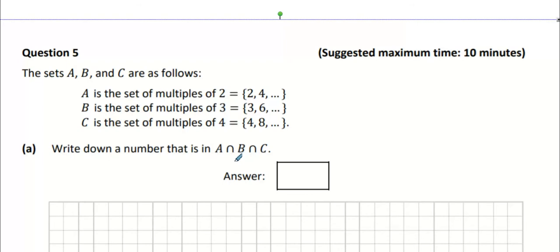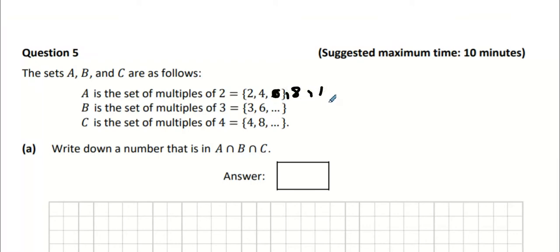Next thing. A is a set of multiples of 2, B is a set of multiples of 3, and C is a set of multiples of 4. Write down a number that is in A, B, and C. Well, A is 2, 4, 6. It keeps going on forever. And then B is 3, 6, 9, 12, 15, 18. Then C is 4, 8, 12. So a number that's in all 3 sets, this means intersection, will be 12.